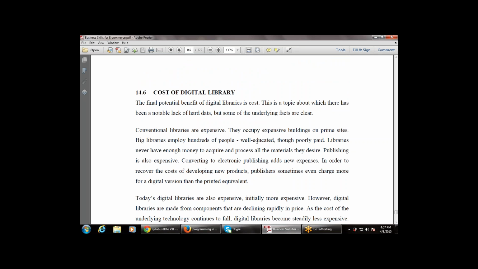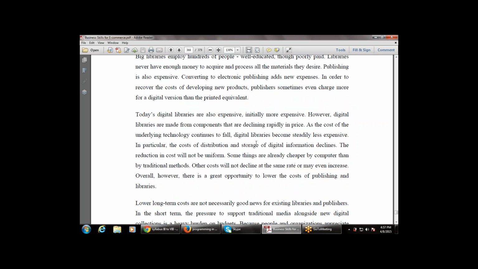Now, next is the cost of a digital library. What is the main benefit provided by the digital library? It is cost. So, what type of cost is involved in the digital library?